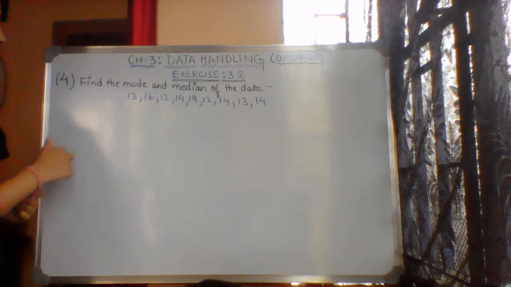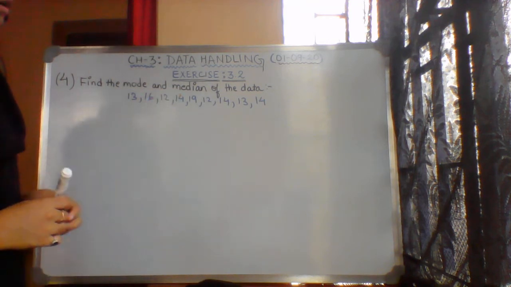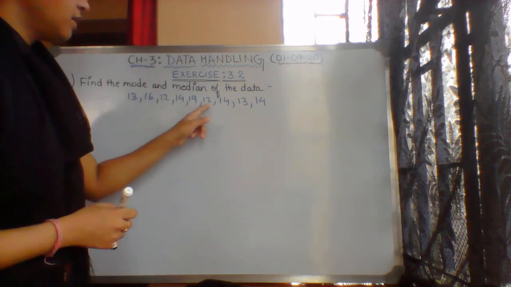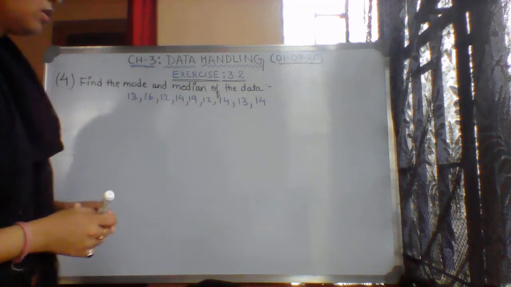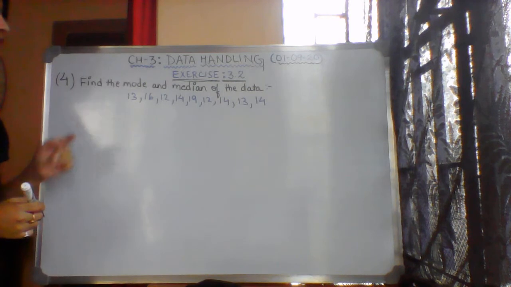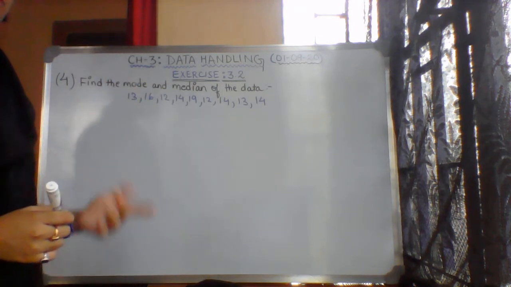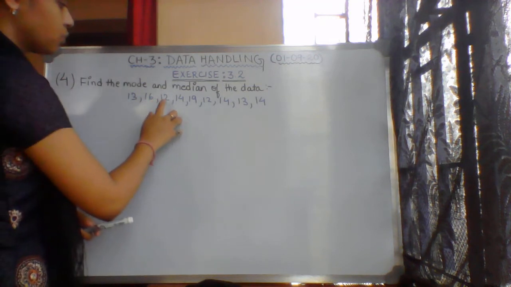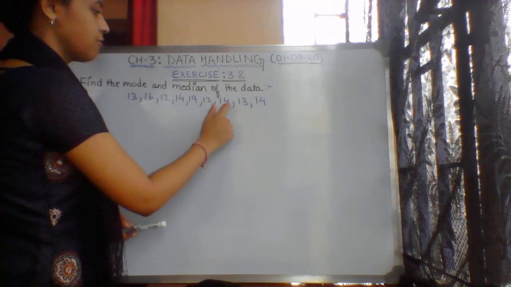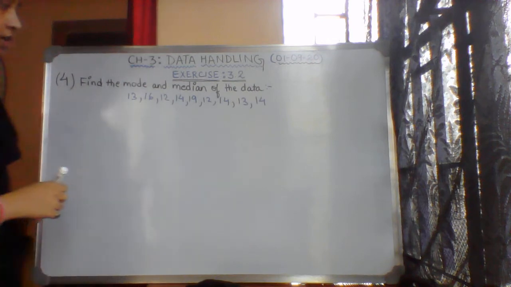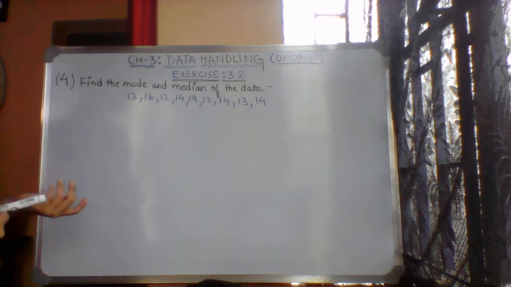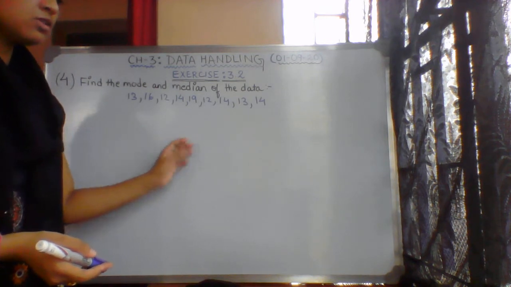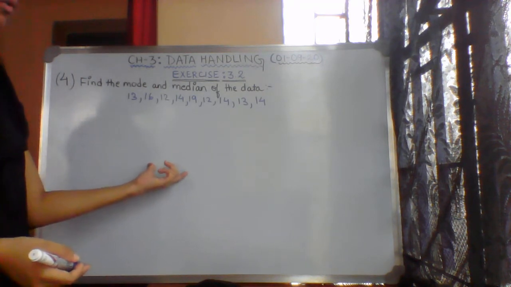So fourth question, find the mode and median of the following data: 13, 16, 12, 14, 19, 12, 14, 13, 14. So here it has not been mentioned how many observations are there. So we have to count how many observations are there. Okay. So 1, 2, 3, 4, 5, 6, 7, 8, 9. 9 observations are there. In previous question we have seen they have already mentioned the number of observations. 15 students, so 15 is the number of observations.